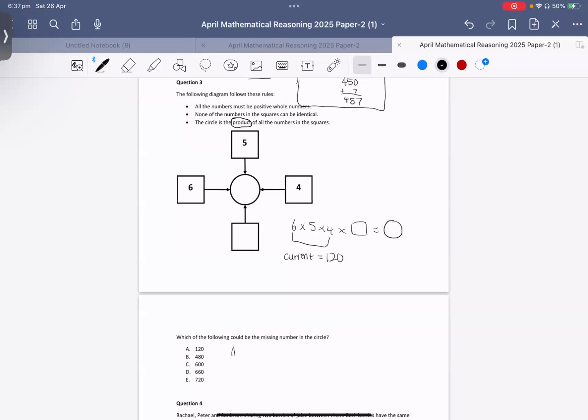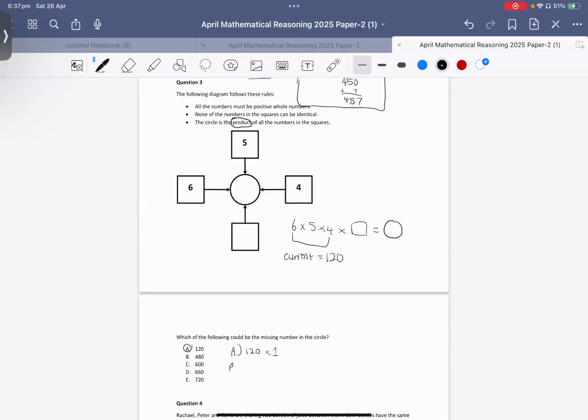So for A, what would we need in that square if we were to get a product of 120? We would need to multiply 120 by 1, right? And that satisfies our conditions, doesn't it? It's a positive whole number. It is not identical to any of the numbers inside the squares. So the answer for question 3 was actually A. But let me show you why B, C, D, and E also don't work.